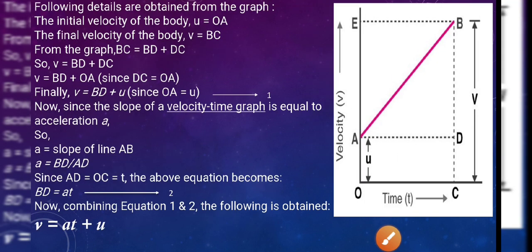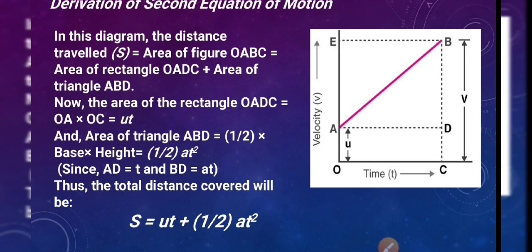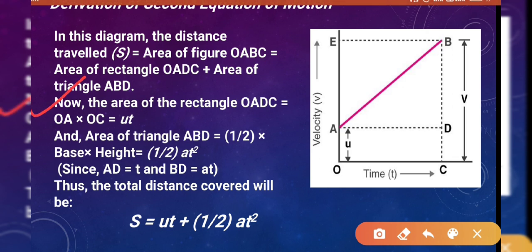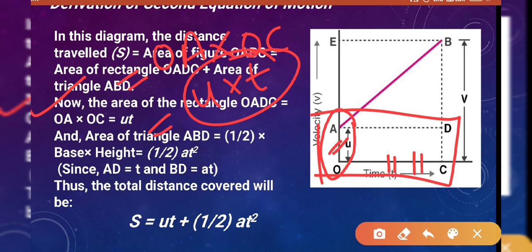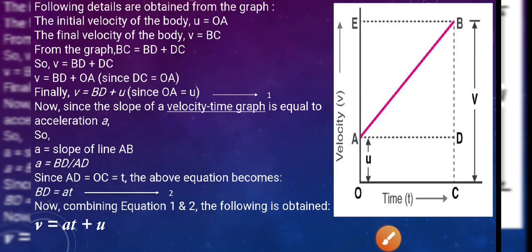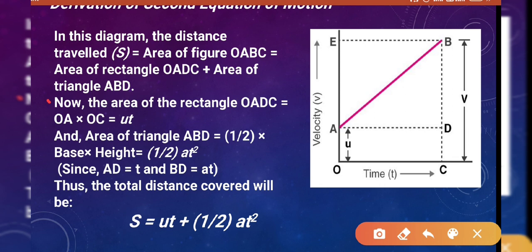Now we know that area of rectangle OADC will become OA multiplied by OC. OA is initial velocity U and OC is time. Then OA multiplied by OC will be equal to U into T, UT. This is your area of rectangle.